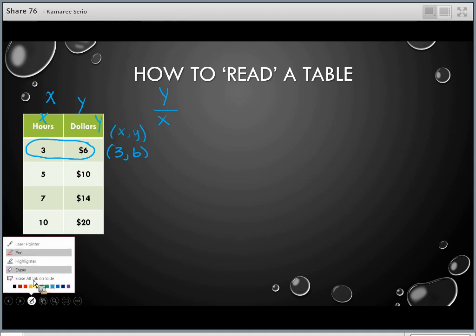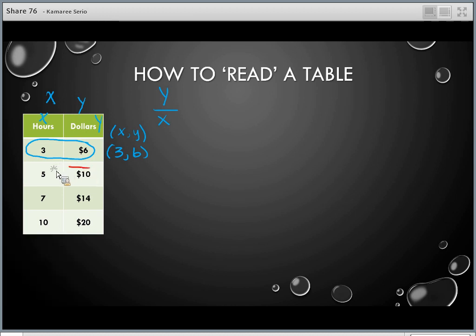So I'll do it one more time. Here's the second pair. Okay, I have 5 and 10. Remember your x comes first, x is 5. My y comes second, my y is 10. Okay, so if I wanted to write this as a ratio, remember it's y over x, so I'd write 10 over 5.